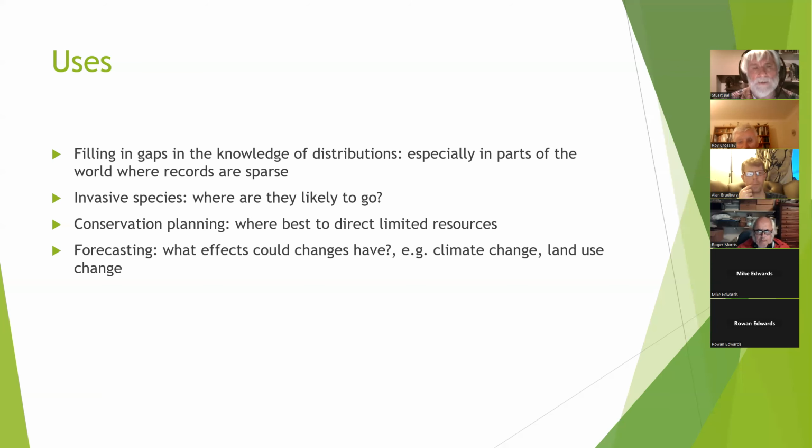It's also been used with invasive species. If you get something coming in like maybe the ash dieback disease into Britain, can you come up with some sort of species distribution model that will tell you where it's likely to spread to, which perhaps gives you some clue as to where to put your efforts in trying to control it? Or more generally in conservation planning, where best to direct limited resources.